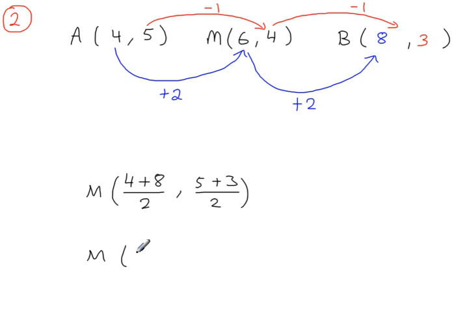So the midpoint has the x coordinate 8 plus 4, which is 12, divided by 2 is 6. Y coordinate 5 plus 3 is 8, divided by 2, 4. And as you can see, these are the same.